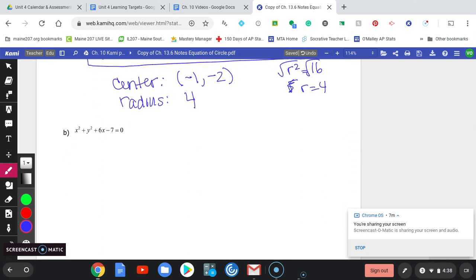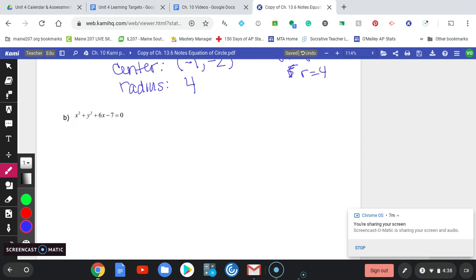We're going to do another one for this next one. All right. So in this one, my x's aren't right next to each other, but it's no problem. We can just move things around so that they are. So we've got an x squared plus 6x, something. I've got plus a y squared. Now there is no y to the first in this problem, so we actually aren't going to need to complete the square for y. It's already done.